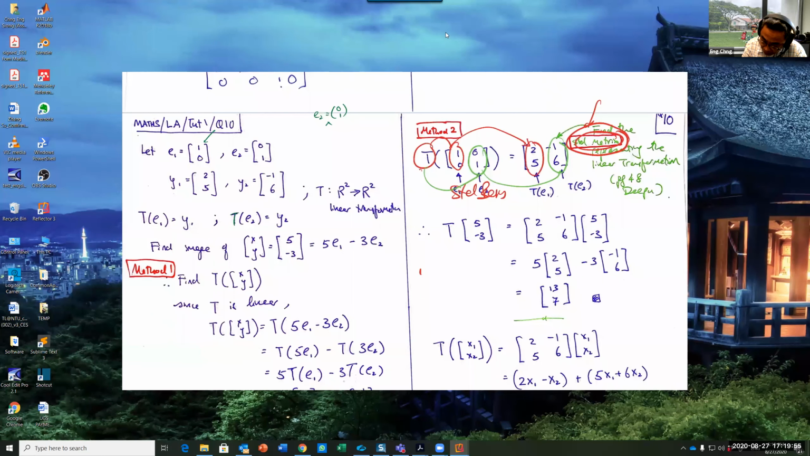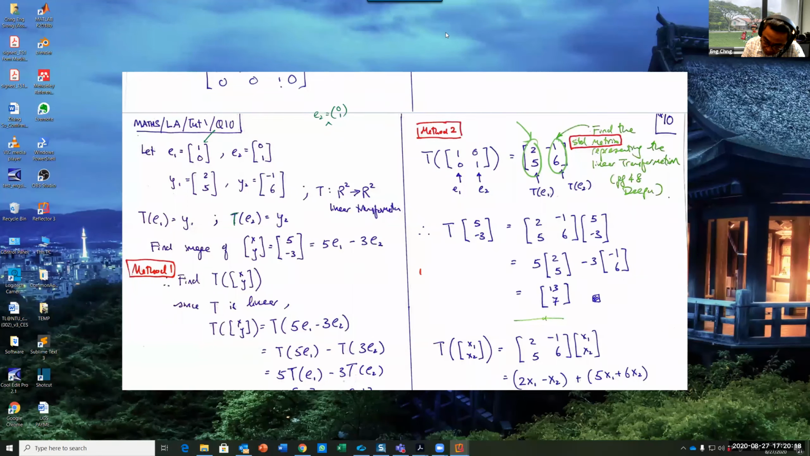What was the first column? TE1. Okay, we read off. What was the second column? TE2. We read off. So if you want to work from this idea, all we are saying is put TE1, TE2 as a matrix. So this is the standard matrix of the linear transformation.